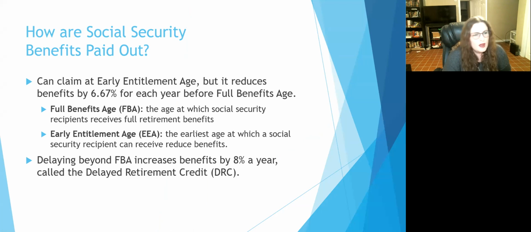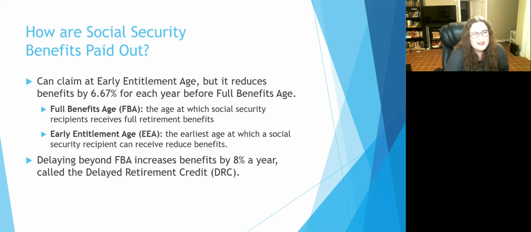So how are these Social Security benefits paid out? Well, you can claim it at different times, right? So once you hit 62, you're able to claim Social Security. But this is during your early entitlement age. So the earliest age at which your Social Security recipient can receive reduced benefits is going to be about 62. Now, this does change pretty often, and there's a lot of legislation looking at changing this. So I don't know if this is going to be current in a few years, but it's about 62.